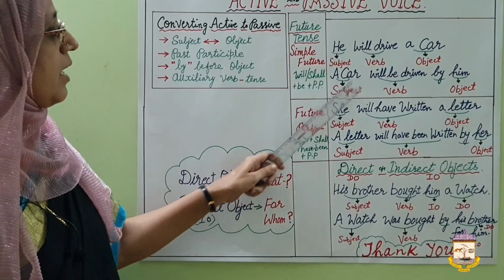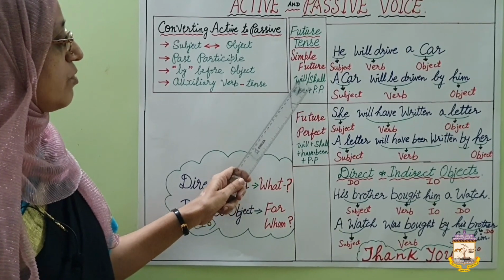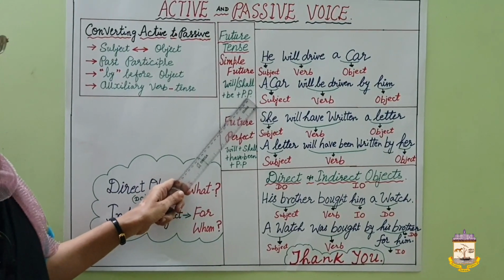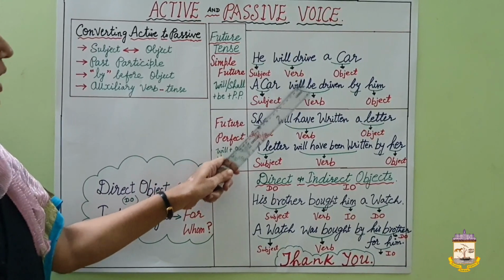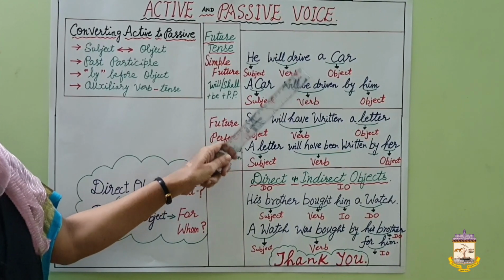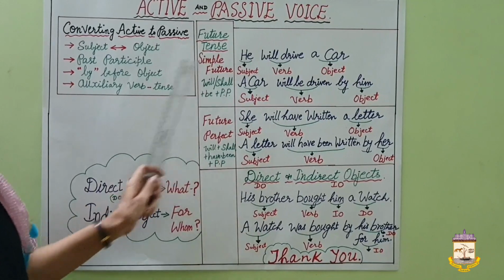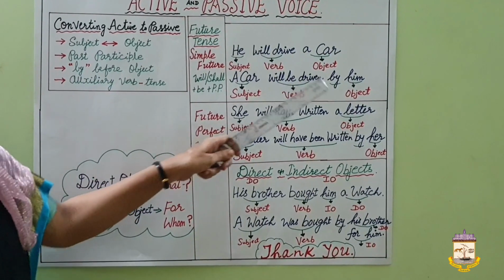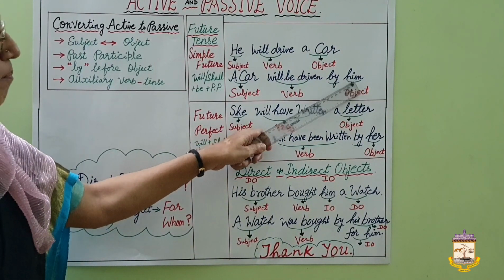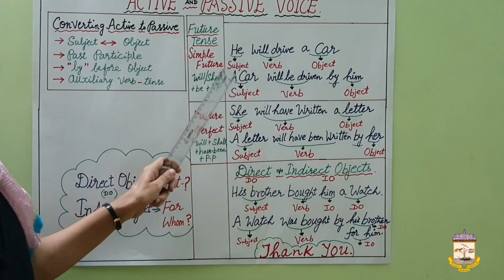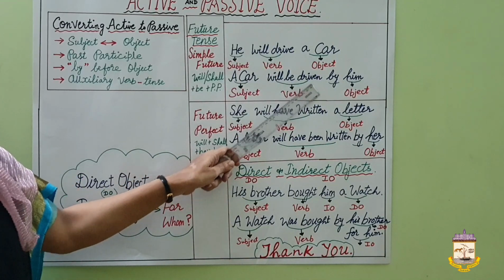A car will, so the format is will plus be plus past participle. So a car will be, the past participle form of drive is driven, by before the object. So you place by before him. So he has become him. A car will be driven by him.